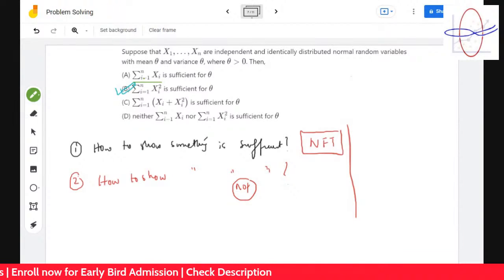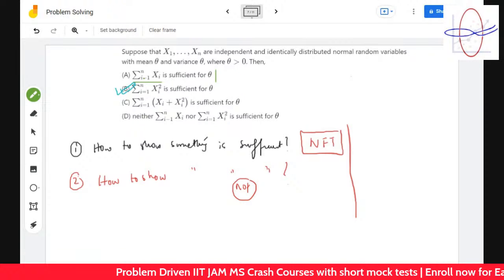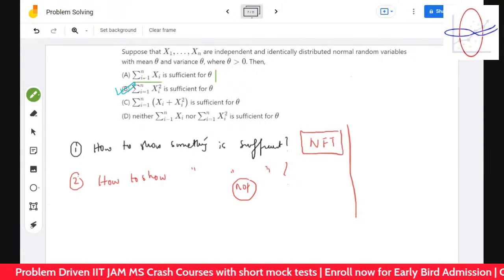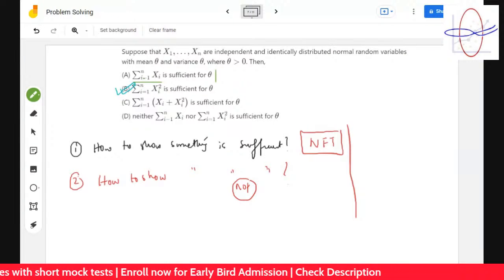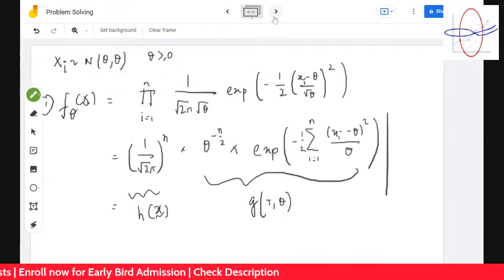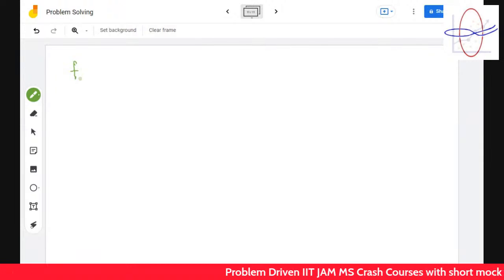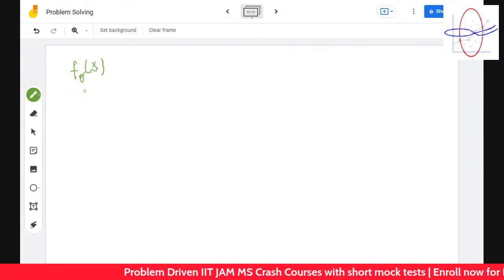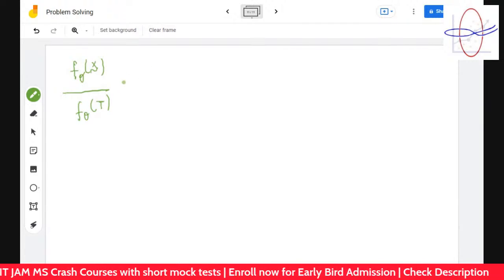So you can check that. Is it an if and only if condition? Yes, sir, if the ratio is constant, then sufficient, otherwise not. So the result is what? The joint distribution over the distribution of the statistic. Yes, if it's constant with respect to theta.